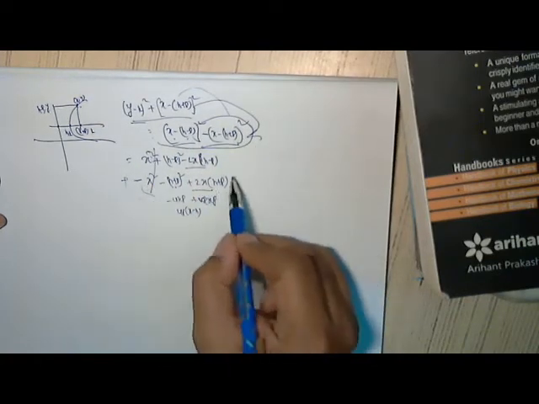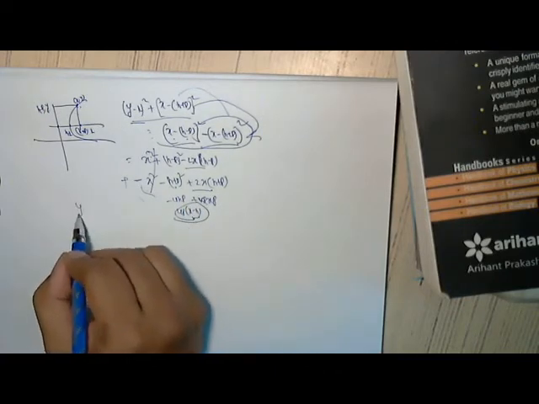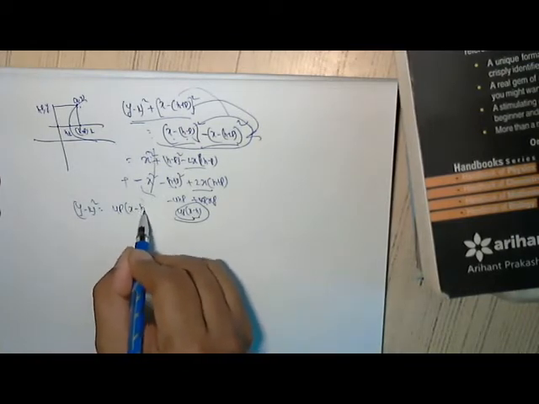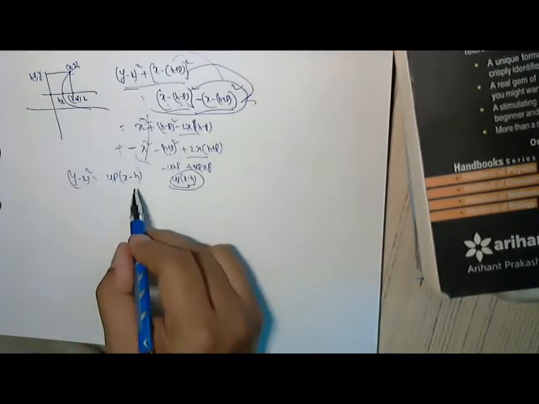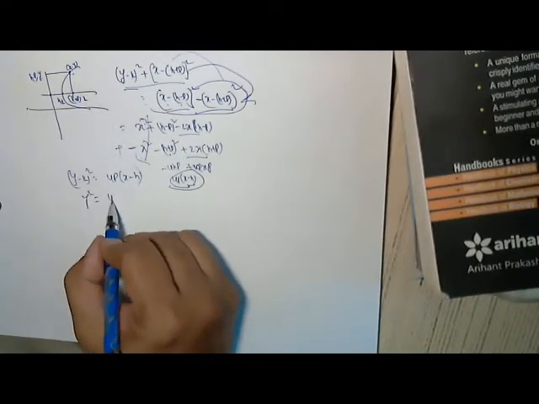When we simplify it, what are we getting? 4p into (x - h). So (y - k)² is equal to 4p(x - h). When (h, k) is 0, that is the origin, it becomes y² = 4px.